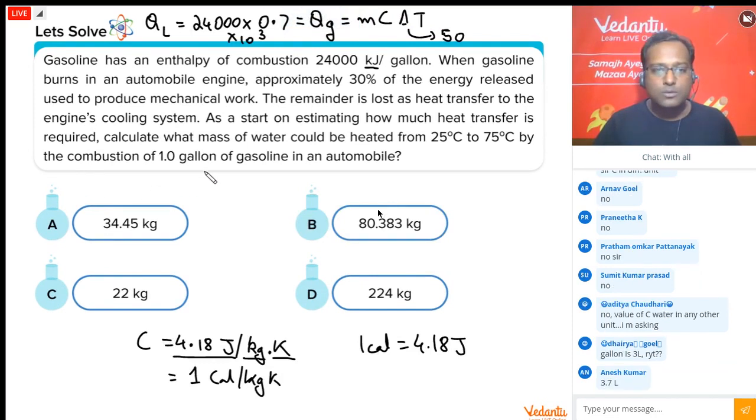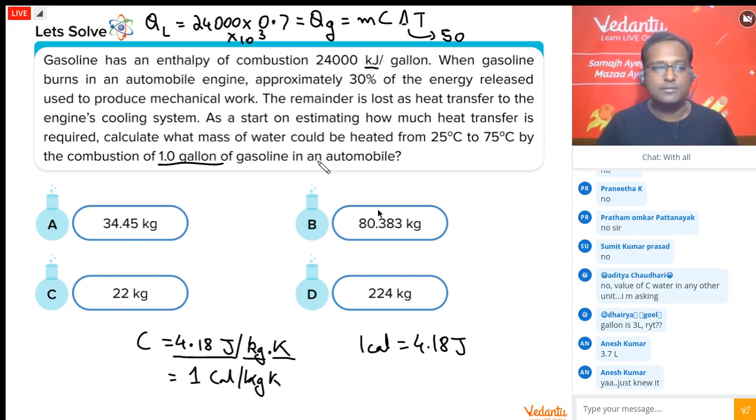So if not, then it's fine. We are using 1 gallon, so 1 gallon into this will give you just kilojoules, and then 10 to power 3 will give you only joules. We don't need the conversion, because we are burning 1 gallon of gasoline. So this value into 1 gallon will give you just the value. So we don't need the conversion.